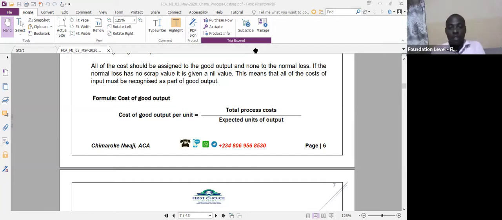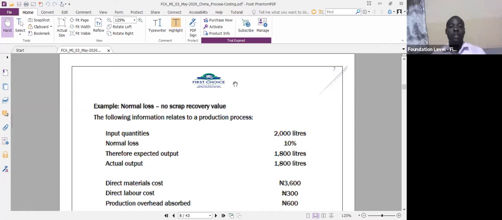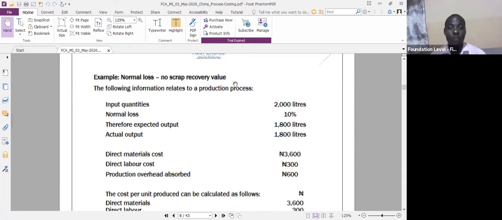Okay, so let's go into another example. Normal loss where there is no recovery. We have input quantities of 2,000 liters. Then we have a normal loss of 10%. It then means that 90% is the good output. So if you look for 90% of 2,000, it means that we are expecting 1,800 liters to come out of the operation or the process.